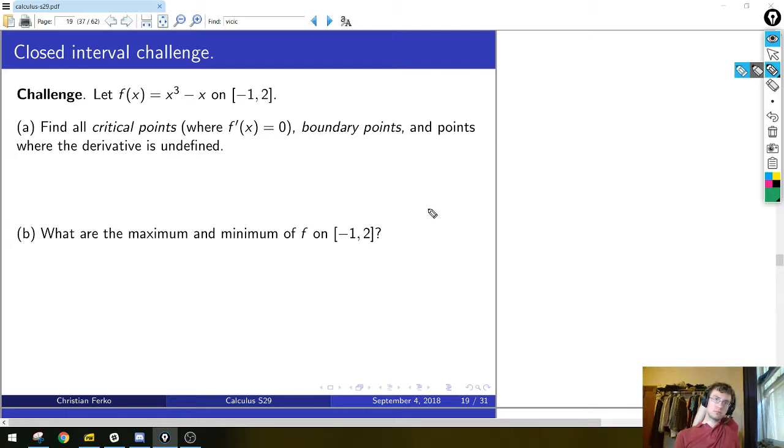So working from back to front, we see that this is a polynomial, and therefore the derivative is defined for all x on this closed interval. Good. So there's no points of type 3, because it's defined everywhere. Good. Our boundary point A is -1 and B is 2. Good.